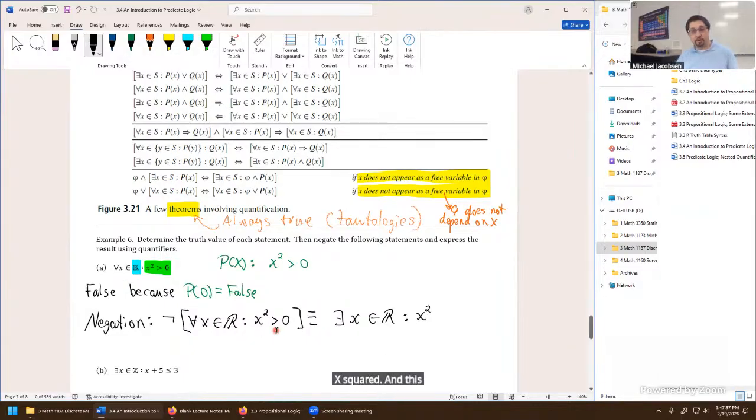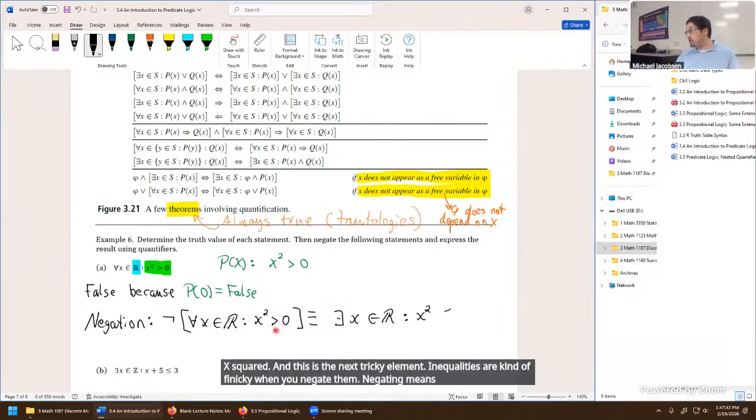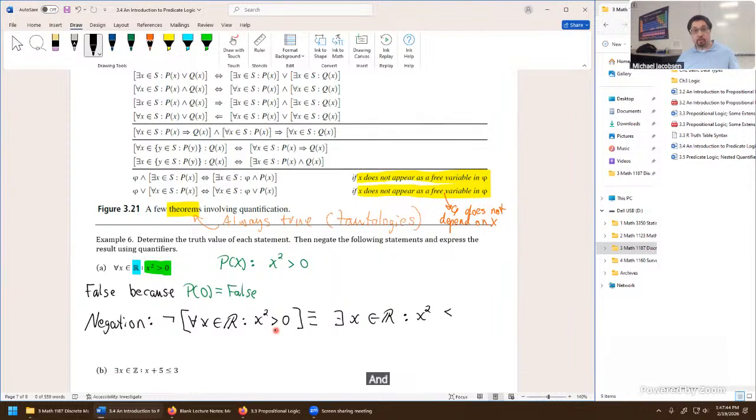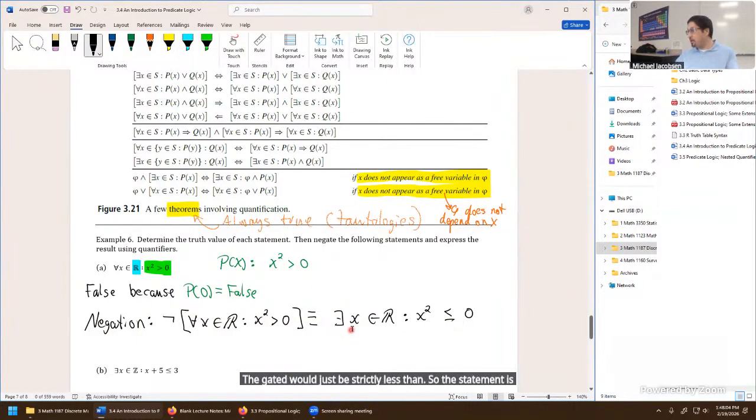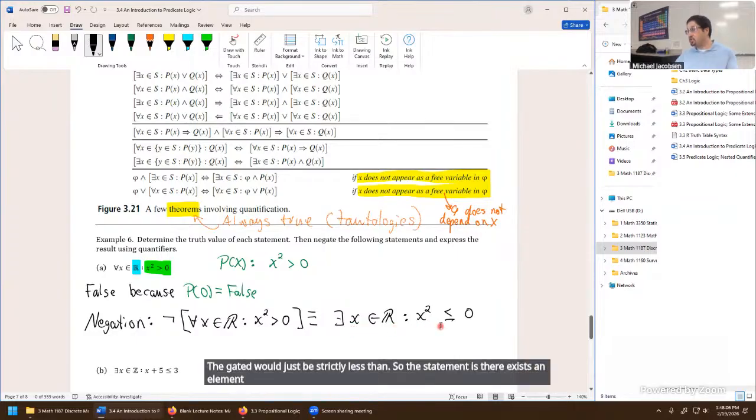and this is the next tricky element. Inequalities are kind of finicky when you negate them. Negating means changing the direction. And if this is a strict inequality, we include the possibility of equality as well. So greater than negated becomes less than or equal to. If this was a greater than or equal to, negated would just be strictly less than. So the statement is there exists an element x in the domain R such that x squared is less than or equal to 0. Plugging 0 in there makes the statement true.